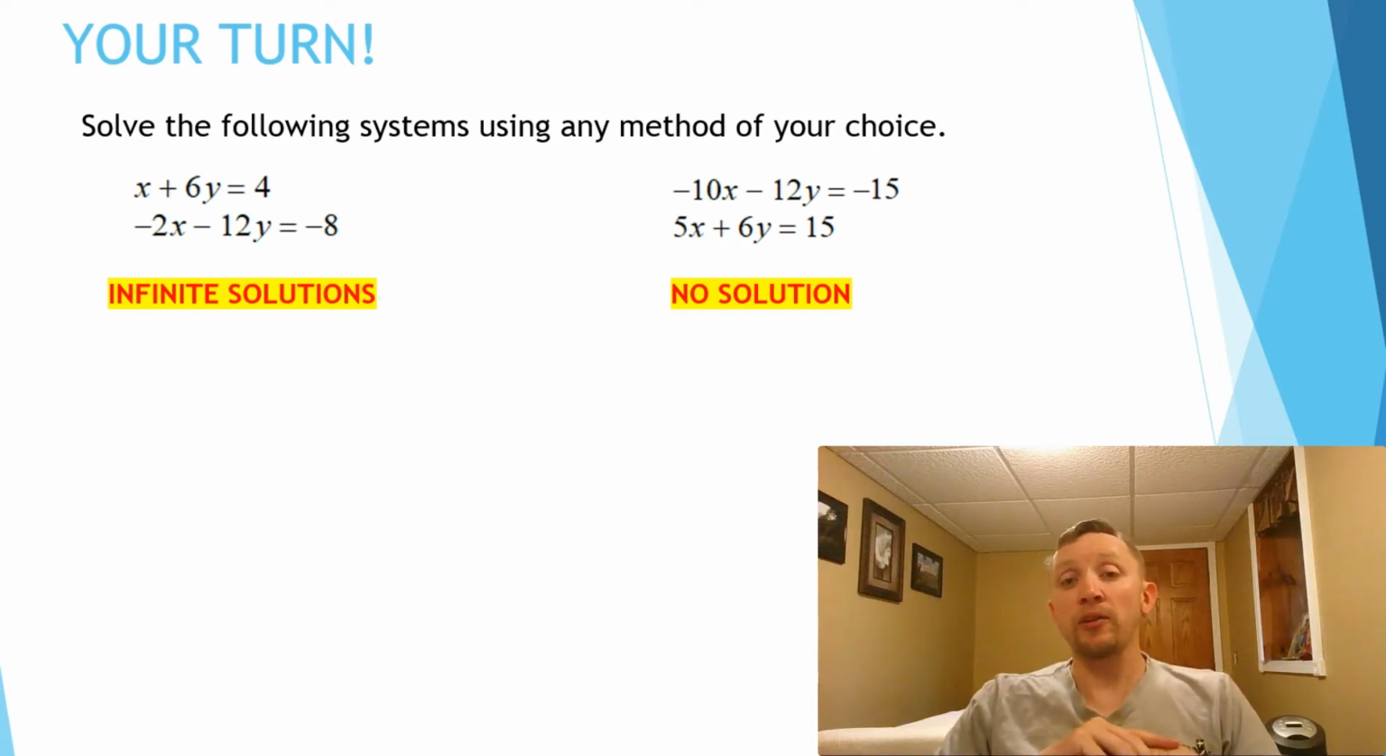So when you add those together, yes, we'd get negative 10x plus 10x is 0. Negative 12y plus 12y is also 0, so we'd get 0 on the left. But on the right side, negative 15 plus 30 is 15. It's not 0. So 0 equals 15 is a false statement. So that would be a situation involving no solutions.